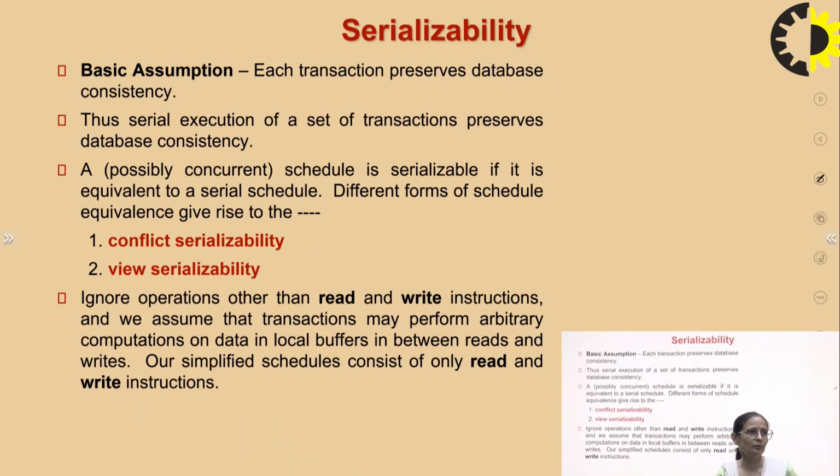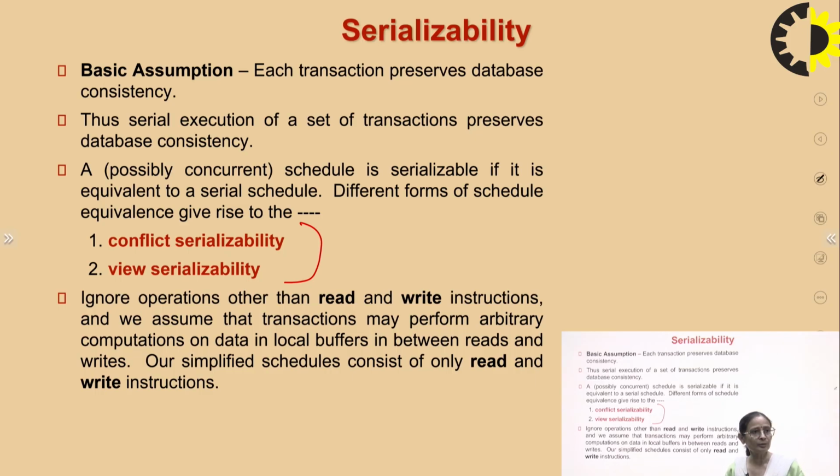So for serializability, here we took certain assumptions: each transaction preserves the database consistency. The serial execution of a set of transactions preserves the database consistency. So once we are talking about concurrent execution, what is our main motto? Our main motto is that we should either execute them serially, or execute some schedule which is equivalent to a serial schedule. So a possible concurrent schedule is serializable if it is equivalent to a serial schedule, and we have two types of serializability. One is conflict serializability and another one is view serializability.